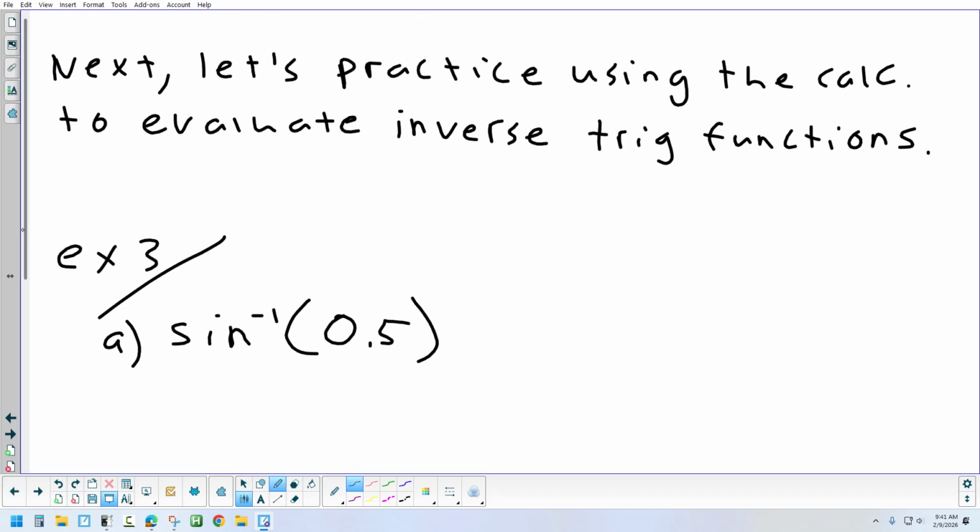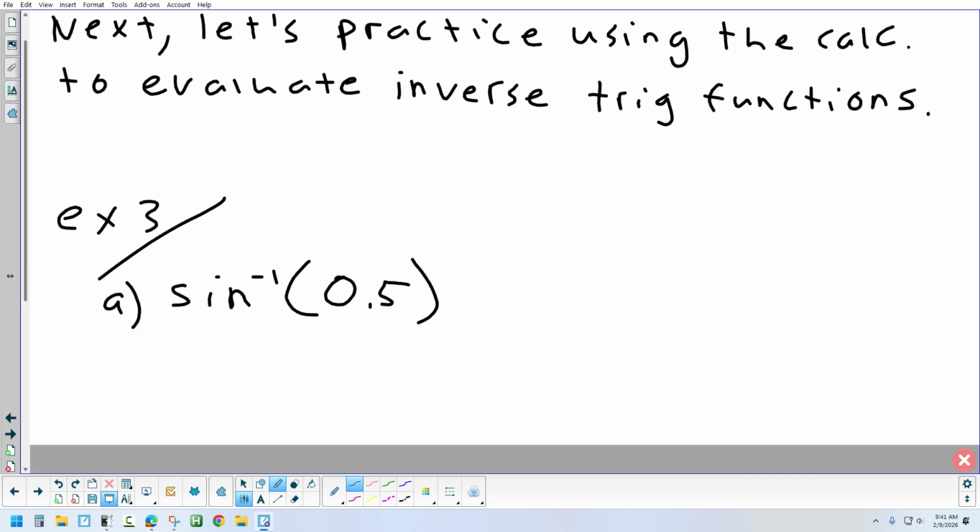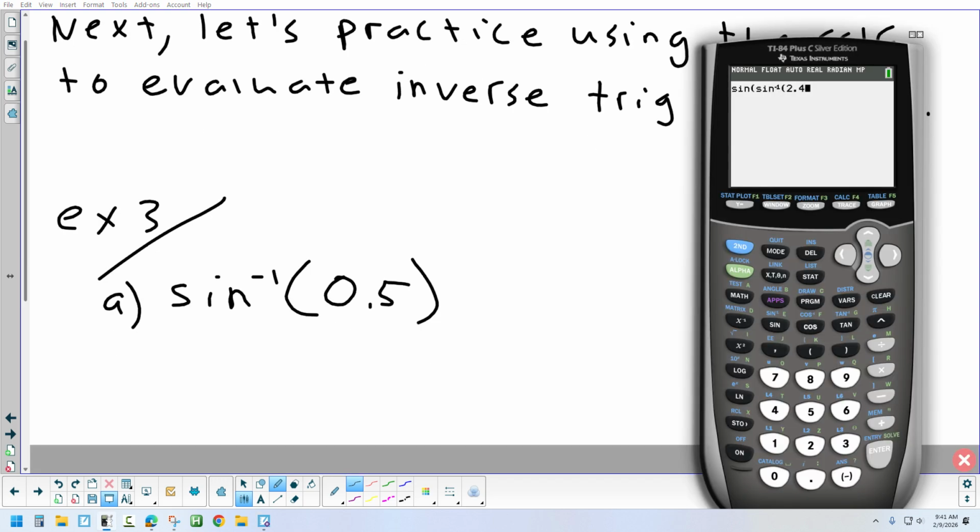All right. And the last thing, I think we've done this before, is using the calculator to evaluate inverse trig functions. Can someone remind me, how do you get that symbol on the calculator? I know I've used it today, but I didn't really explain what I was doing. Yep, second, and then sine.